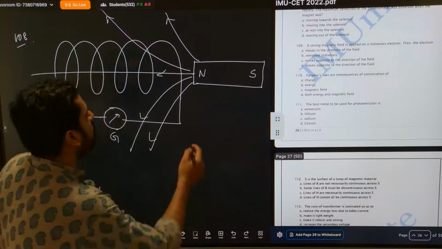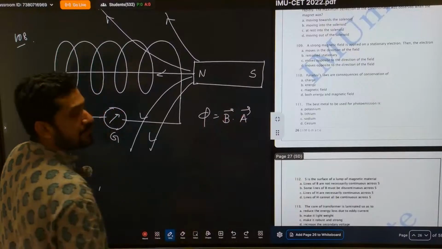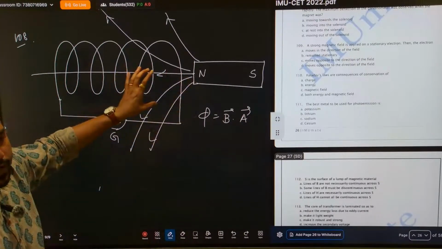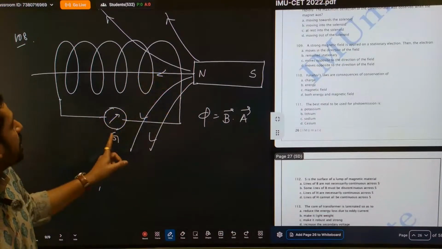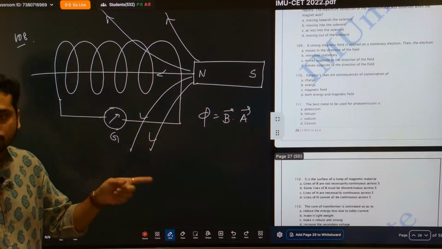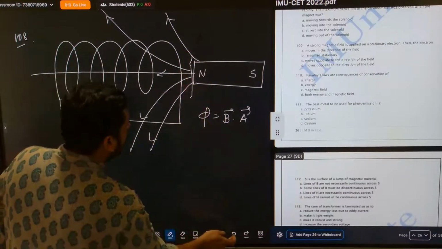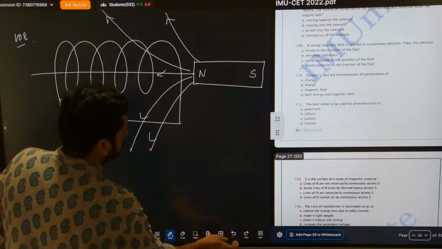What is the value of magnetic flux? What is the expression? B dot A. B is the magnetic field, A is the area, dot product of that. So if you move towards the coil, more and more flux will change through the coil, and there will be a current. The galvanometer will deflect, it will move. Now, when would the maximum flux get changed?